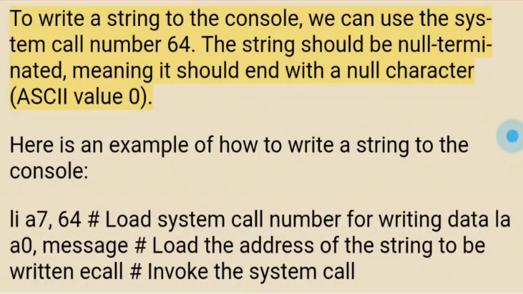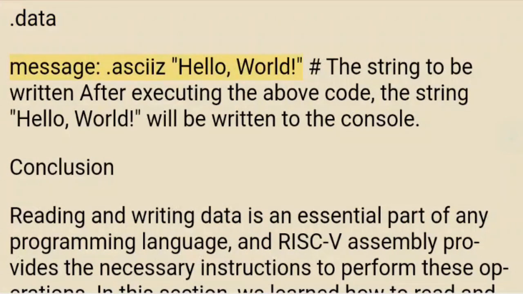To write a string to the console, we can use the system call number 64. The string should be null terminated, meaning it should end with a null character, ASCII value 0. Here is an example of how to write a string to the console. li A7, 64 # load system call number for writing data; la A0, message # load the address of the string to be written; ecall # invoke the system call. Data: message: .asciz "Hello, world" # the string to be written. After executing the above code, the string "Hello, world" will be written to the console.